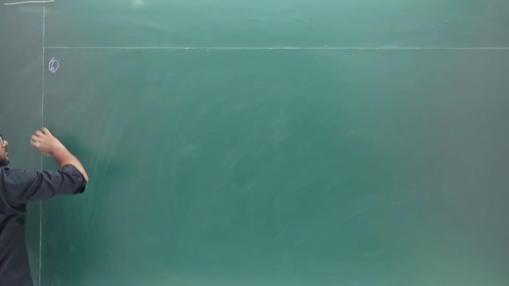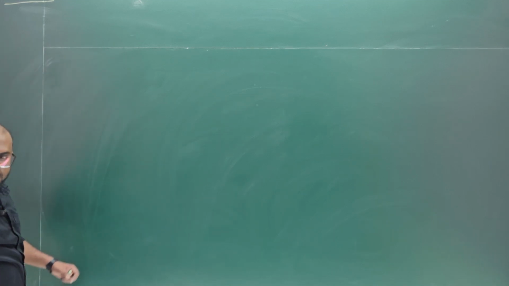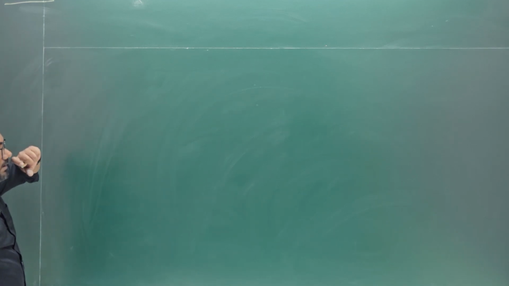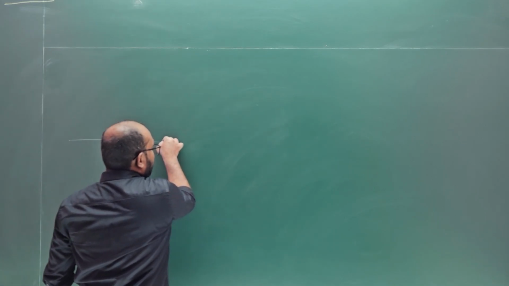Okay. Shall I now? Sixth one. Before starting the sixth one, we need to understand something. Okay. Shall I? Consider a body is traveling in this direction.